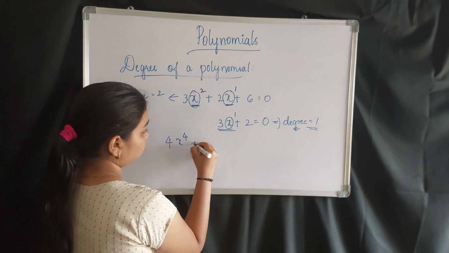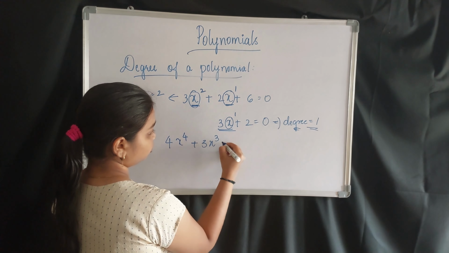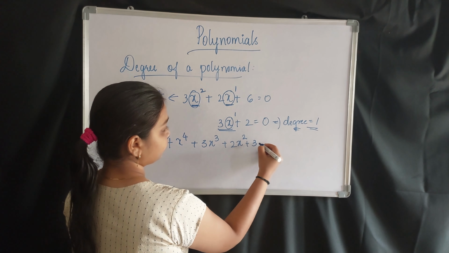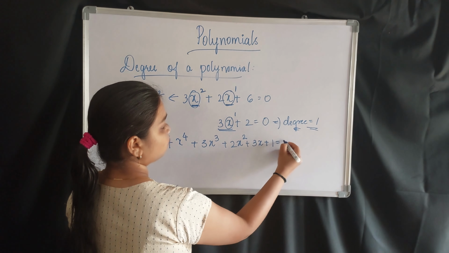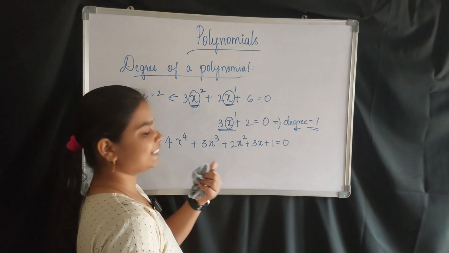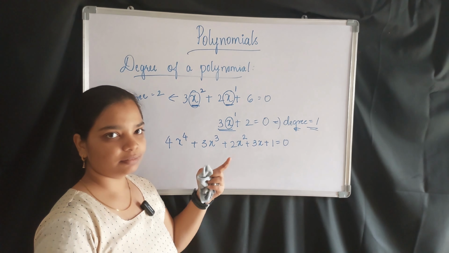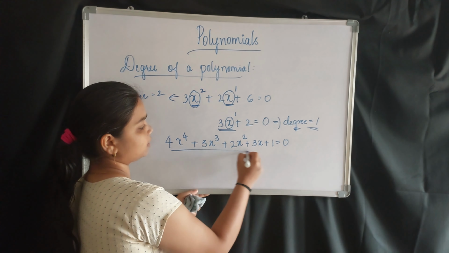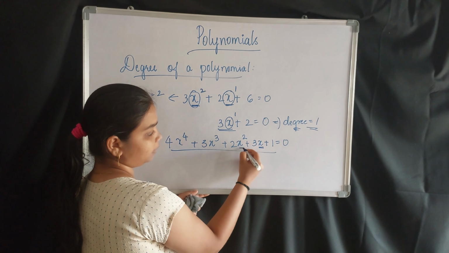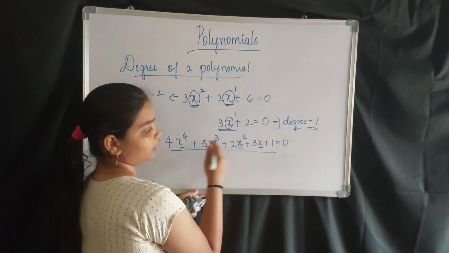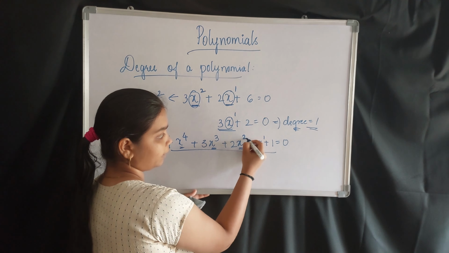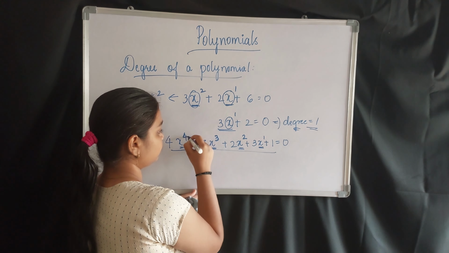4x power 4, 3x cube, 2x square, 3x plus 1 is equal to 0. It's a biquadratic polynomial. That means power raised to 4. So here, what is the degree? We see that variable x is having 4 types of powers here. One is 1, then it is 2, then it is 3 and then it is 4.